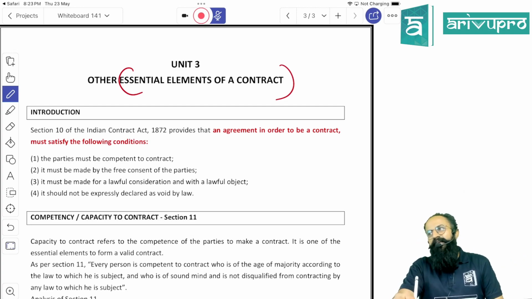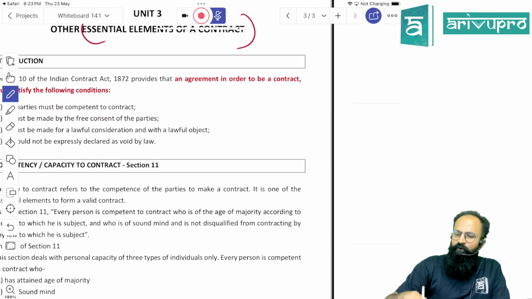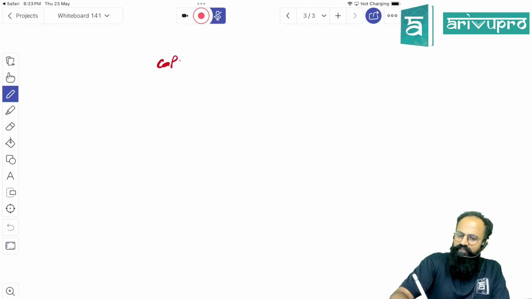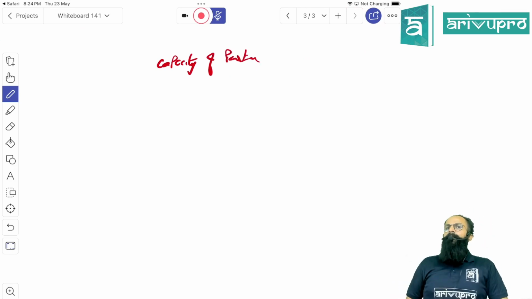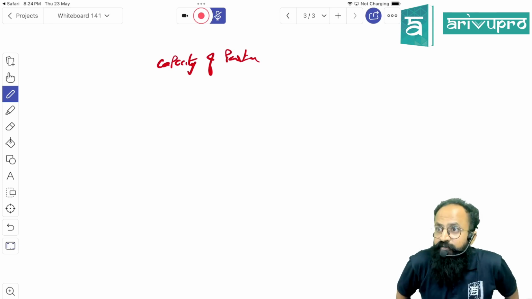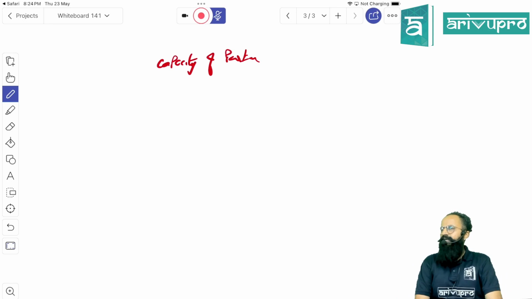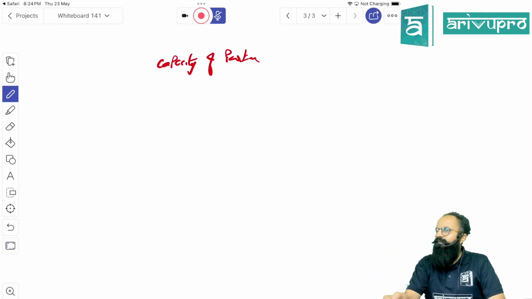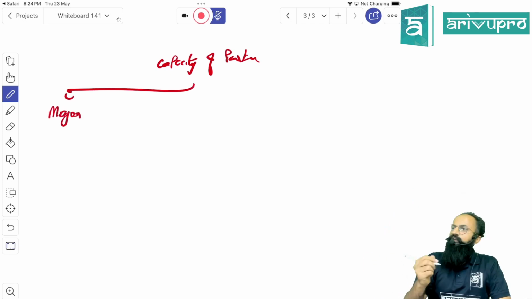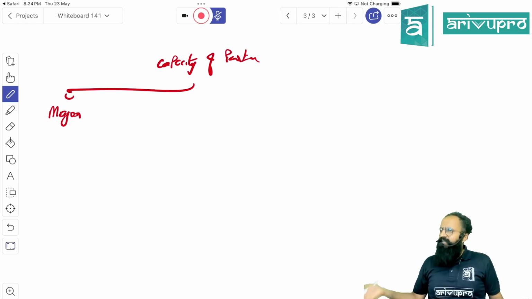Clear? In this, first let us focus on one element. We'll start with capacity of parties. Meaning, the people who are entering into a contract have to be competent enough to enter into a contract. What do you mean by competent? Certain people cannot enter into a contract. The first one is major. They are talking about capacity. You have to be a major. If you are a minor, you cannot enter into a contract.